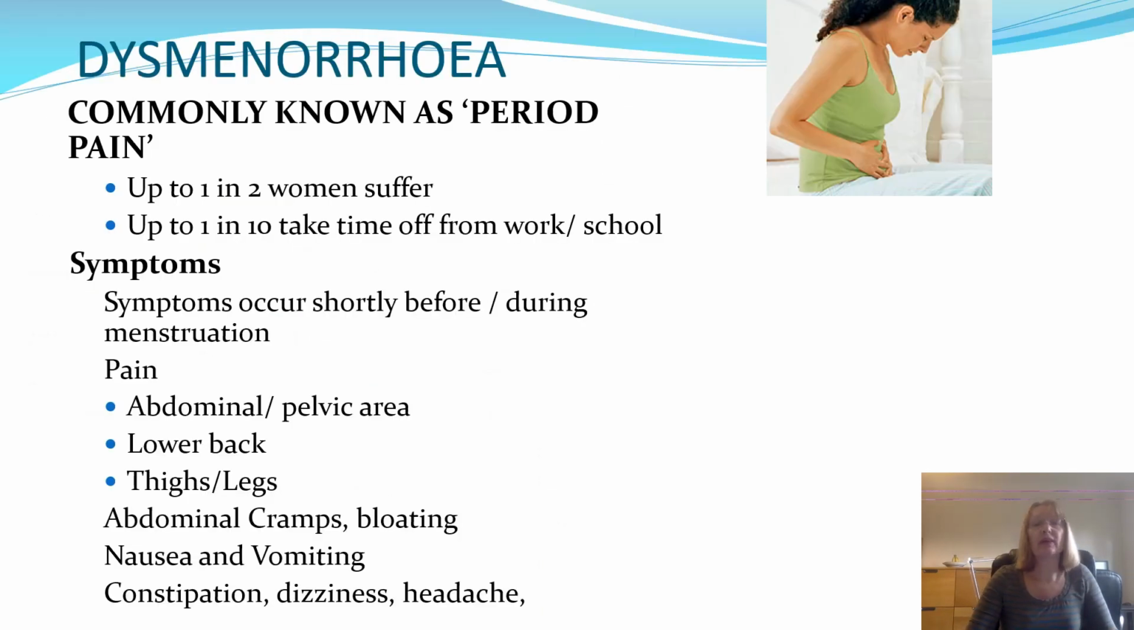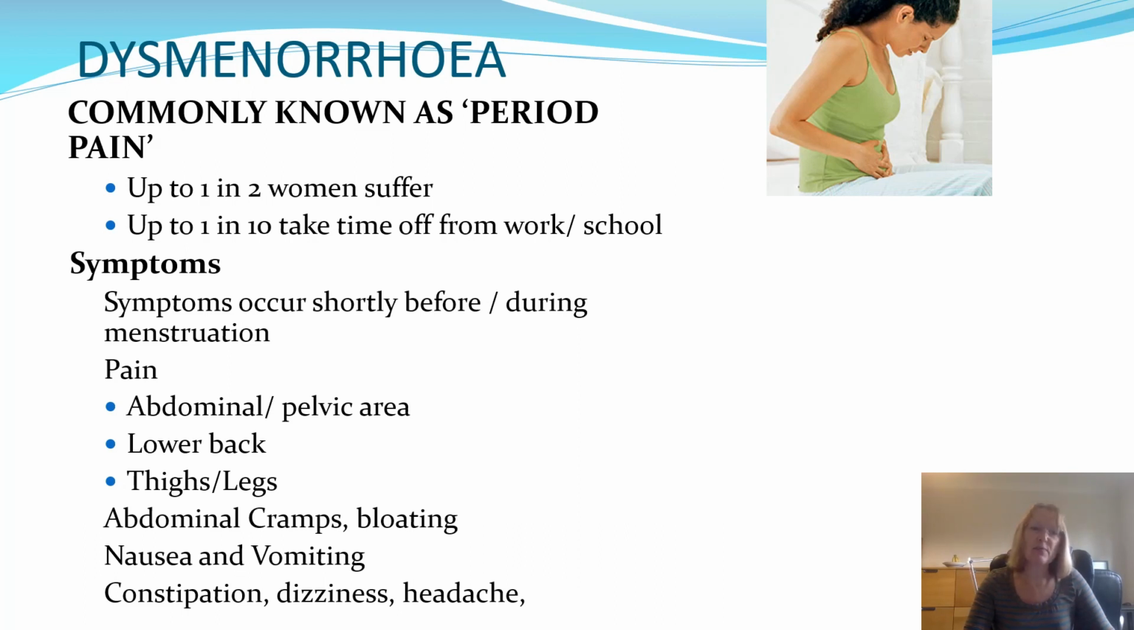So some conditions are associated with that, and one of them is dysmenorrhea, which is commonly known as period pains. Up to 1 in 2 women suffer, so you can see it's really common, and some have to take time off work because it affects their life quite a lot. So up to 1 in 10 take time off work. The symptoms start just before menstruation and then can last up to about 72 hours, so 2 or 3 days.